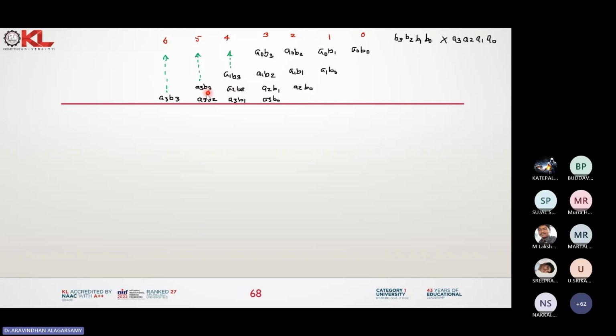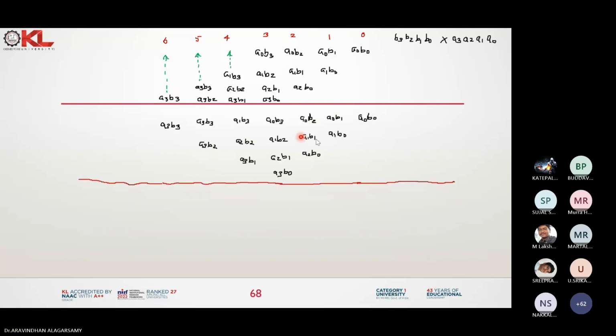Same way this will become A3 B3, A3 B2 and here will be empty. And this will become A3 B3, like this. Are you understanding? I'm just pushing this fourth one to the top, pushing the fifth one to the top, and pushing the sixth one to the top.